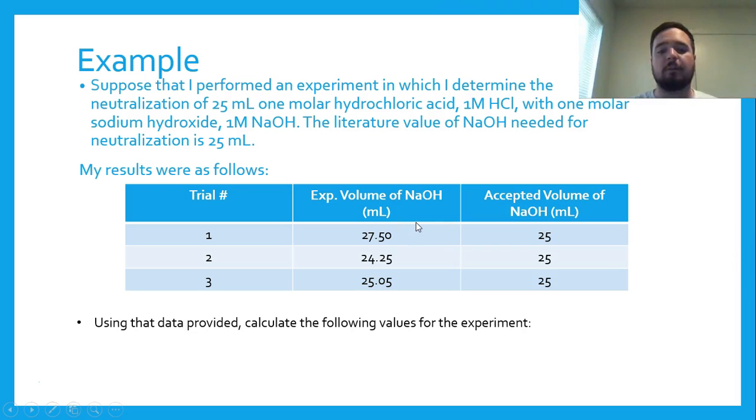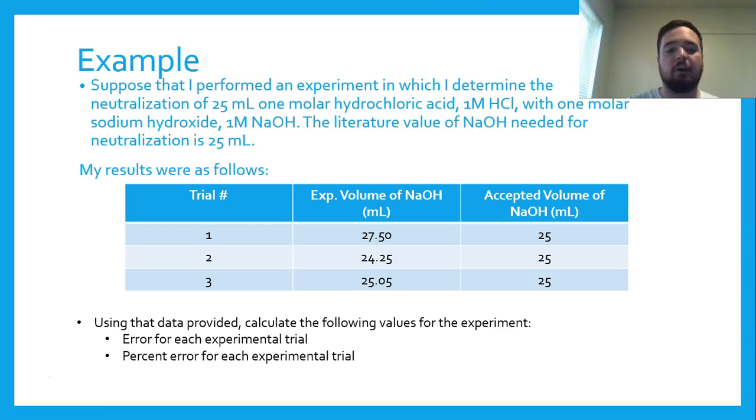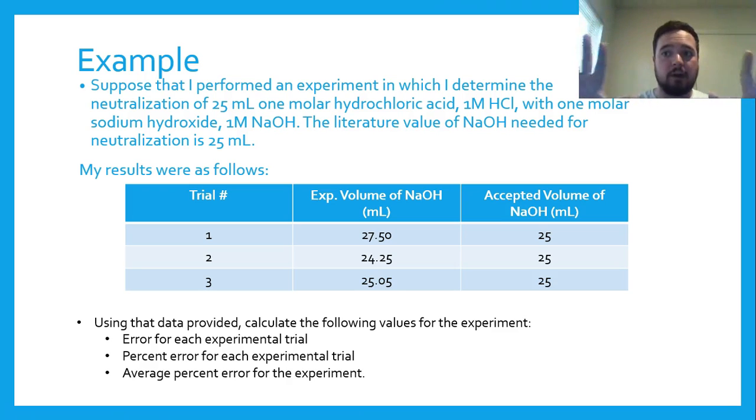So using the data that's provided, calculate the following values for the experiment: error for each experimental trial, percent error for each experimental trial, and the average percent error for the experiment. What I want you to do is pause this video, take out a sheet of paper and a calculator, and see if you can determine all 3 of those values and put them into a table form that can help present your results in your error analysis. So take a second, pause this video, and then we'll go over the answers in just a second.